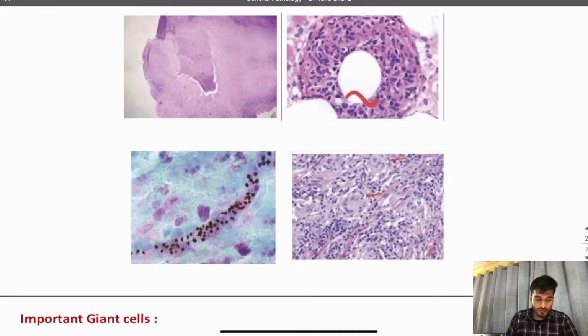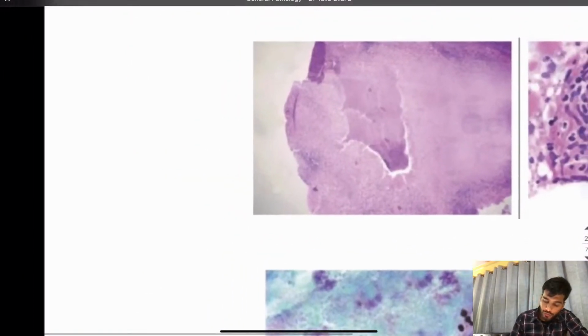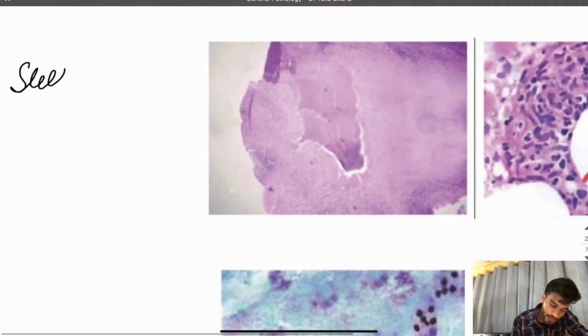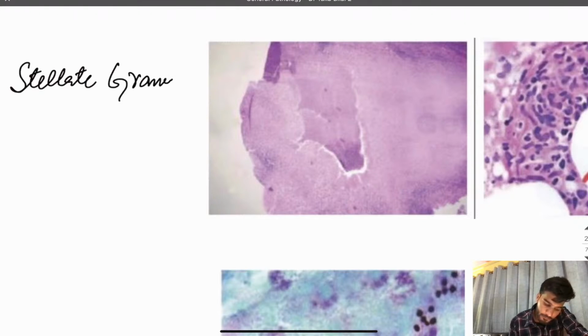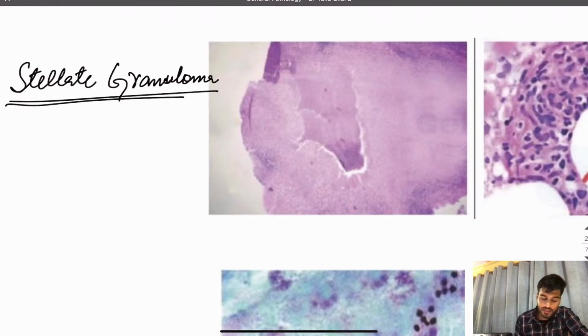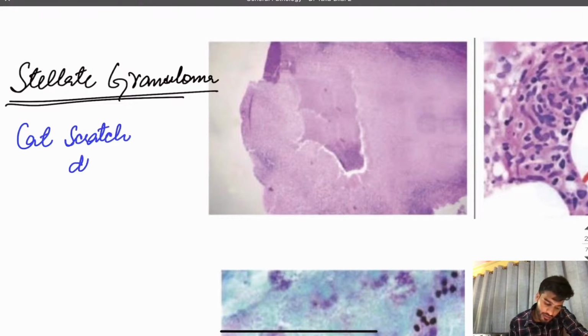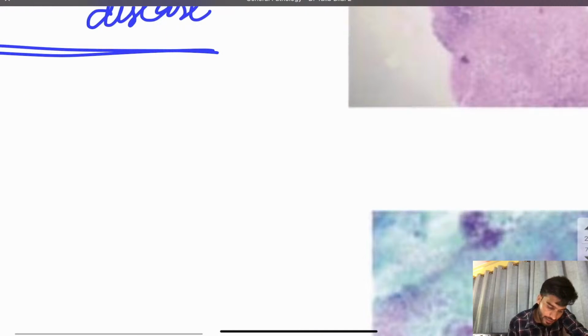Now guys, tell me fast, the satellite granuloma. Which disease? Satellite granuloma is seen in the disease called cat scratch disease, which is caused by Bartonella henselae.